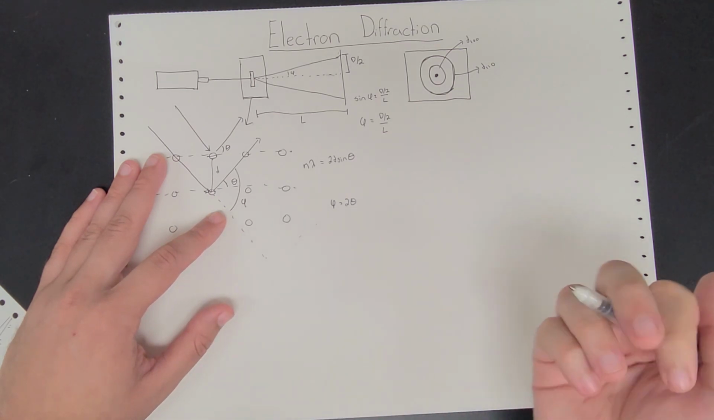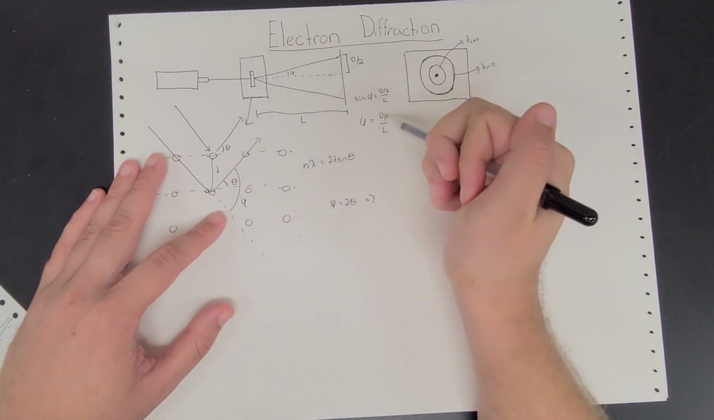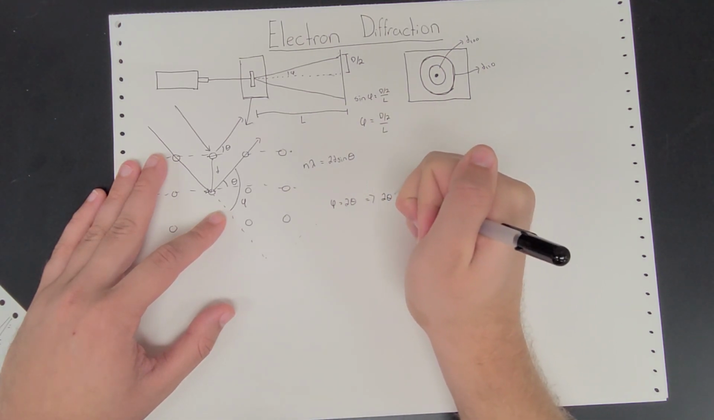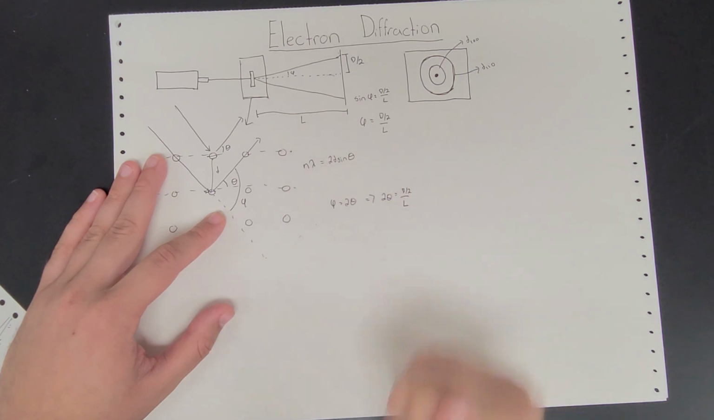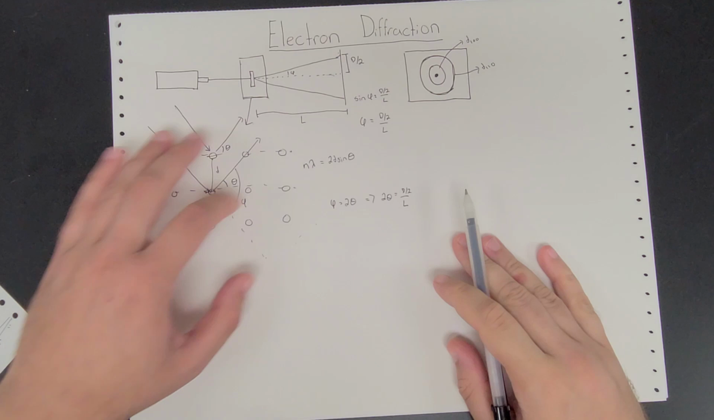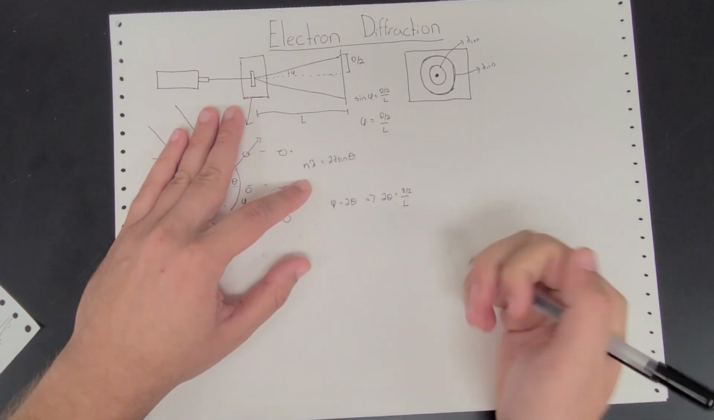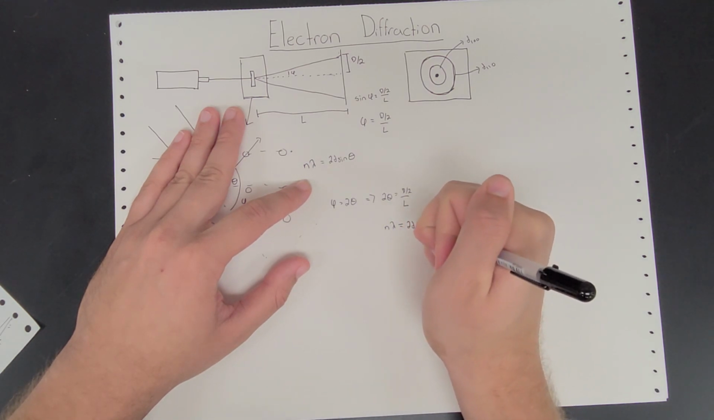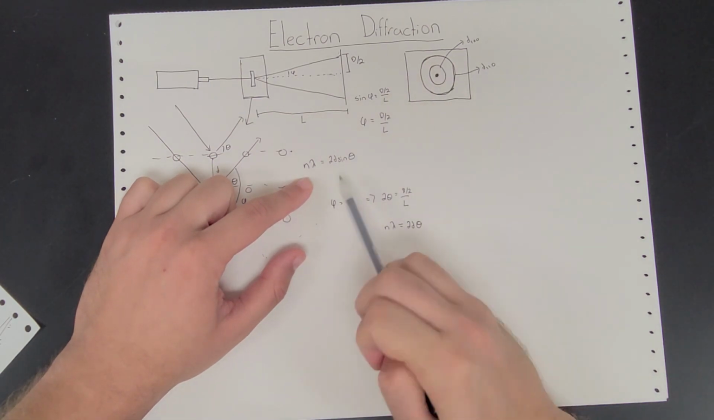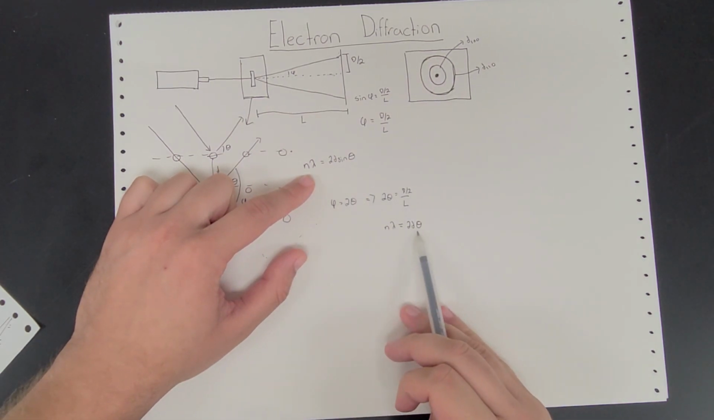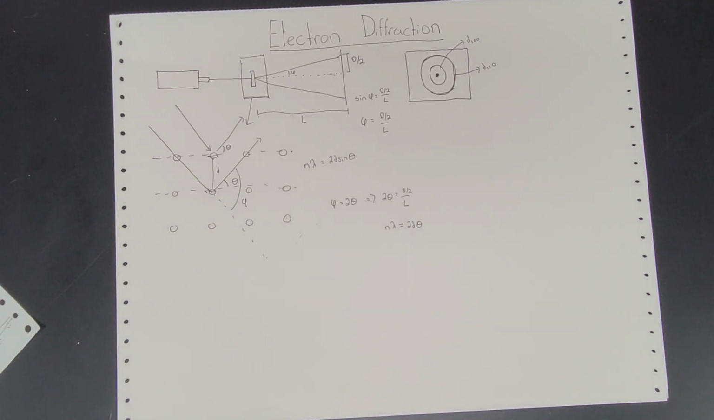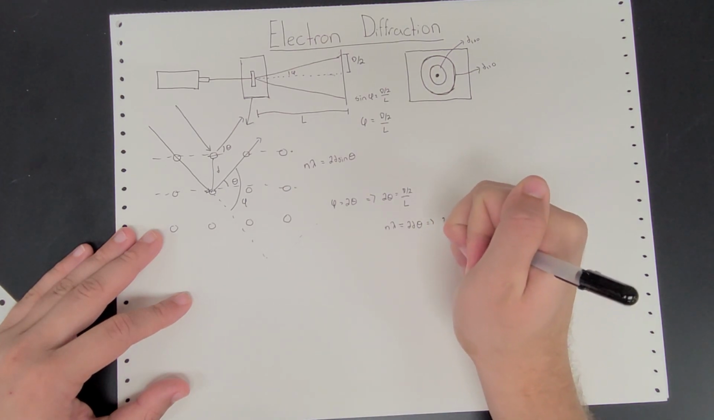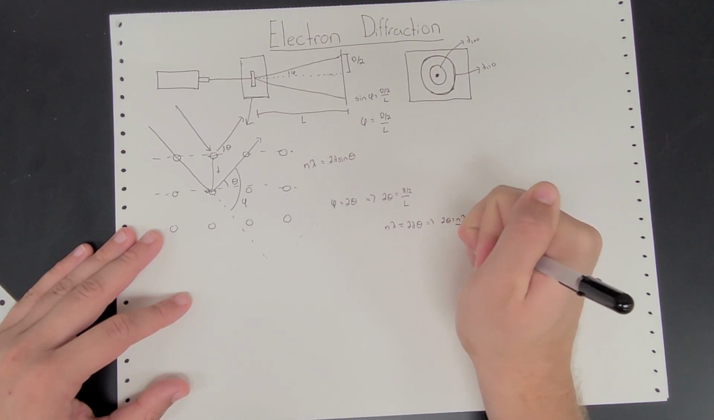Okay, so let's just do some algebra now. From this equation and this equation, we can rewrite these as 2 theta is equal to d over 2 over L. From Bragg's condition, we can say that n lambda is equal to 2d theta, because again we're using the small angle approximation. So the sine of theta is approximately just equal to theta if we're talking about very small angles, which we will be in this lab. From this equation, you can see that 2 theta is equal to n lambda over d.